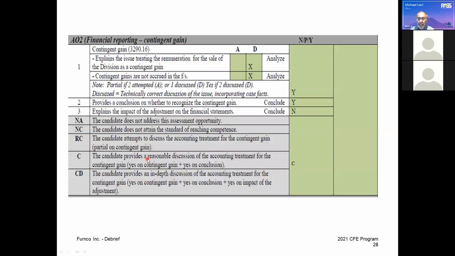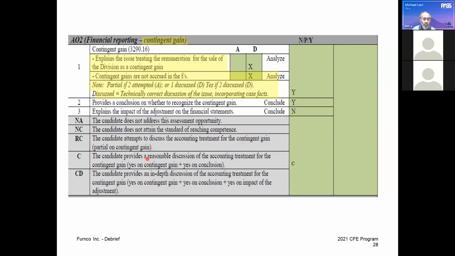Let's take a look now at the evaluation guide. When you look at the evaluation guide for the contingent gain, it explains the issue: treating the remuneration for the sale of the division as a contingent gain. Our candidate clearly explained why this was a contingent gain. And then you needed to know your technical and make it very clear that you're not allowed to recognize contingent gains, right? And it doesn't matter, by the way, how probable it is. It doesn't matter if there's a 96% chance they'll exceed the sales level. It's irrelevant. It's still contingent.